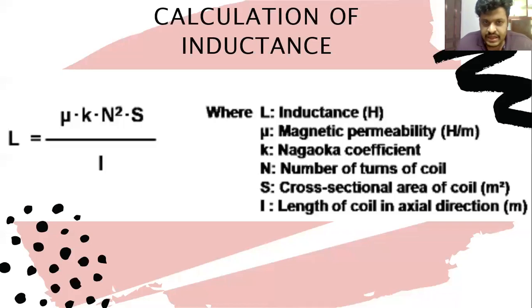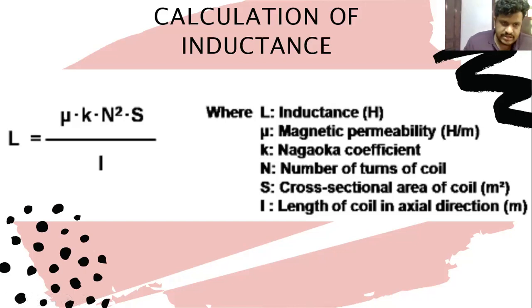Then, calculation of inductance. We need to find the inductance value. For that, this is the equation: L equals mu times K times N squared times S by l. I'll explain each term. Mu is the magnetic permeability. K is a constant, the Nagaoka constant. N is the number of turns, S is the cross-sectional area of the coil, and l is the length of the coil in the axial direction.